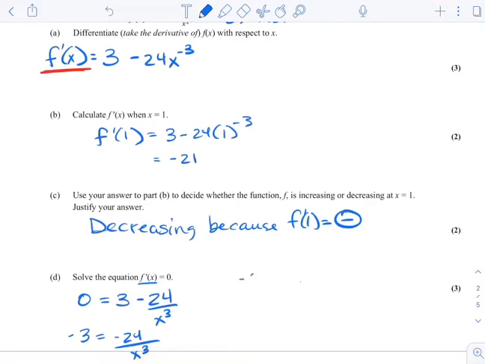Then I'm going to multiply both sides by x cubed. We're going to have negative 3x cubed is equal to negative 24. And we're just solving for x. Divide both sides by negative 3. We're going to get x cubed is equal to 8. And then I'm going to cube root both sides, not square root, because it's not a square, it's a cube. And when I do that in my calculator, we're going to get x is equal to 2. So that means 2 spots to the right is where the slope will be 0. So that'll be either the top of the mountain or bottom of the hill in a case like that.